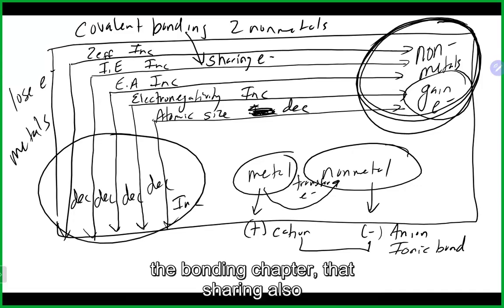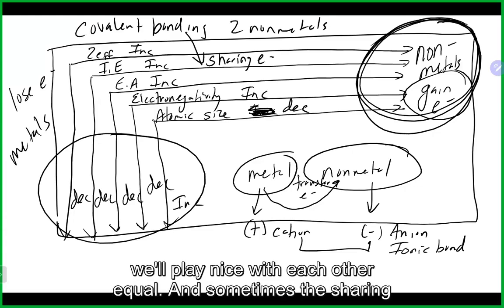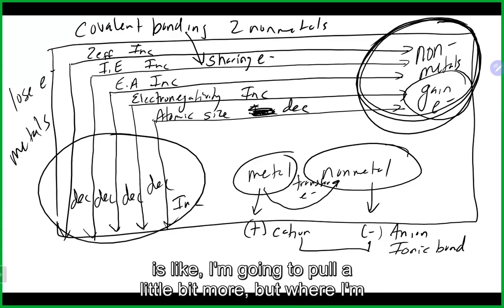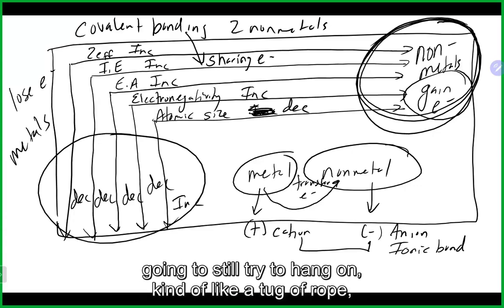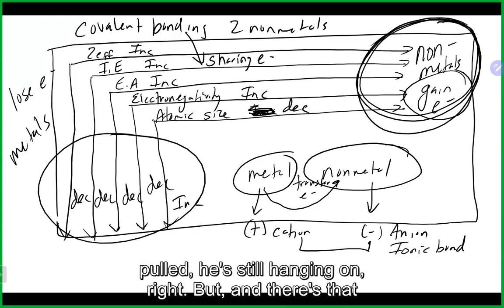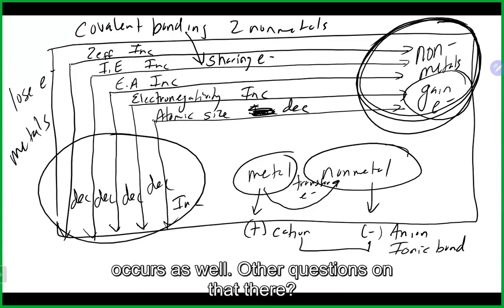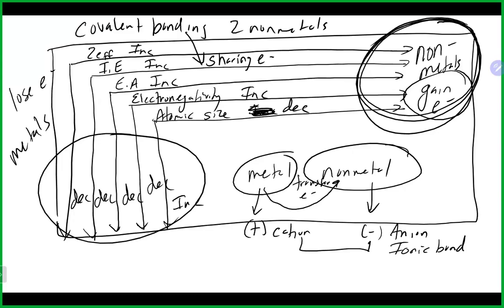As we'll talk about in the bonding chapter, that sharing also comes with a limit in a sense. Sometimes that sharing is like, we'll play nice with each other, equal. And sometimes the sharing is like, I'm going to pull a little bit more, but I'm still going to try to hang on, kind of like a tug of rope, right? The guy's still hanging on to the rope as he gets pulled. There are different degrees of sharing electrons that also occur. Other questions?